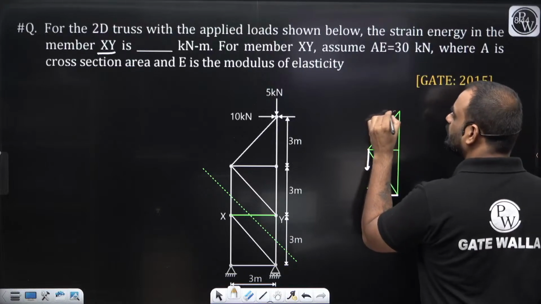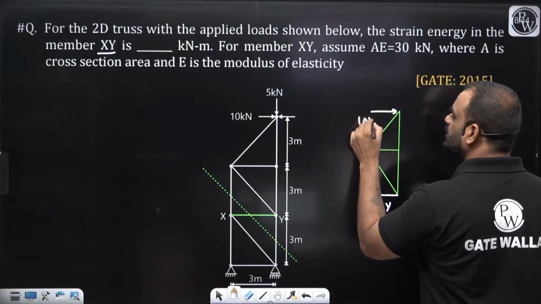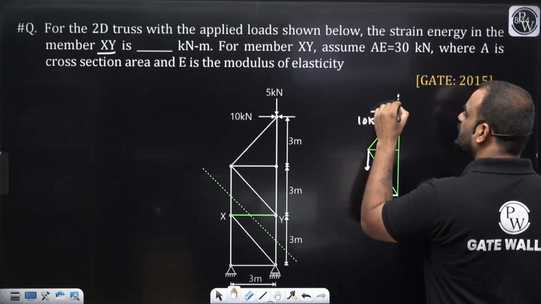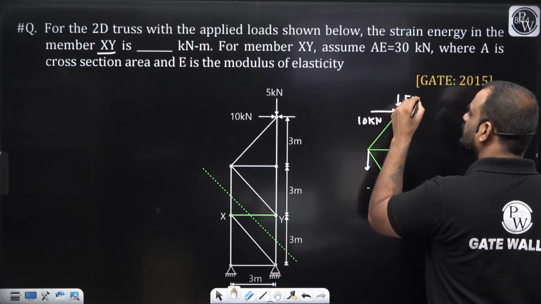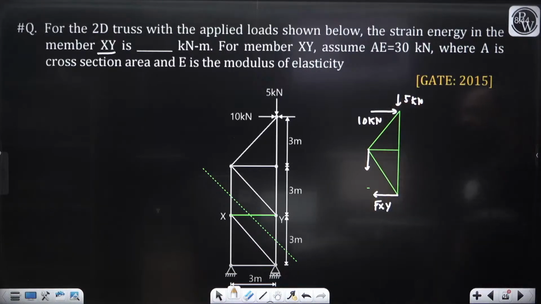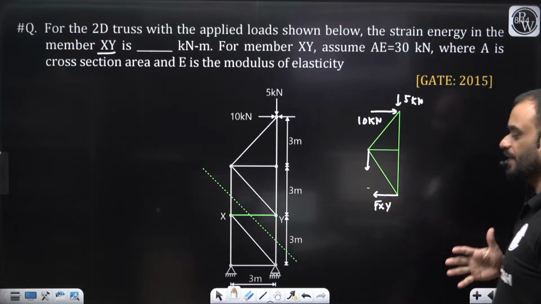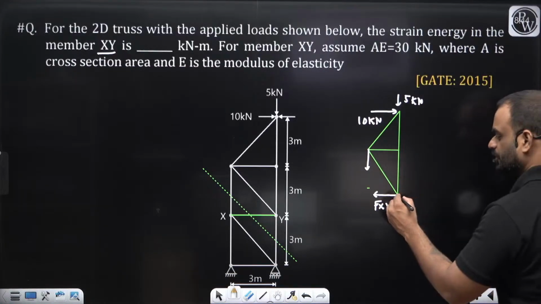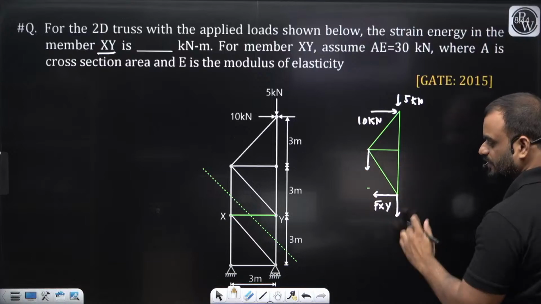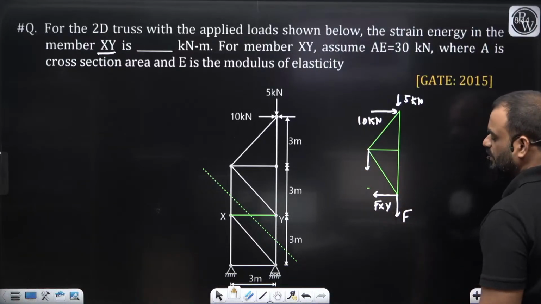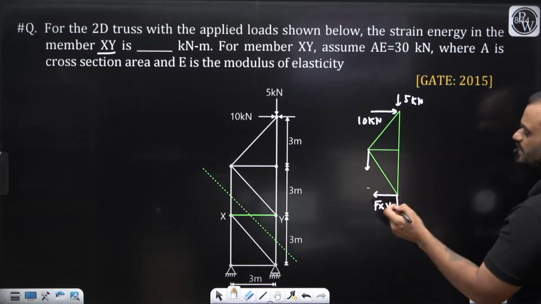Now guys, what is this? This is basically 10 kilonewton. This one is 5 kilonewton. Correct? Now our requirement is to get the value of force for XY. So guys, if you consider this particular part of the structure, it is very easy to get the answer for XY.